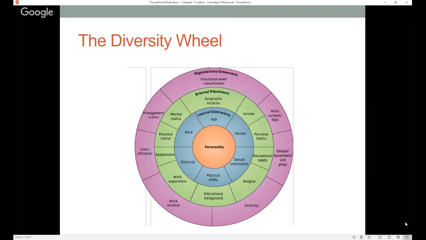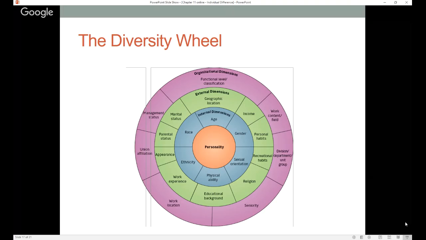People could be different on the basis of their personality, or they could be different on the basis of other internal dimensions, such as age, gender, race, ethnicity, their sexual orientation. Or people could be diverse based on where they grew up, how much money they have, what kind of work experience they have, what do they look like, right?